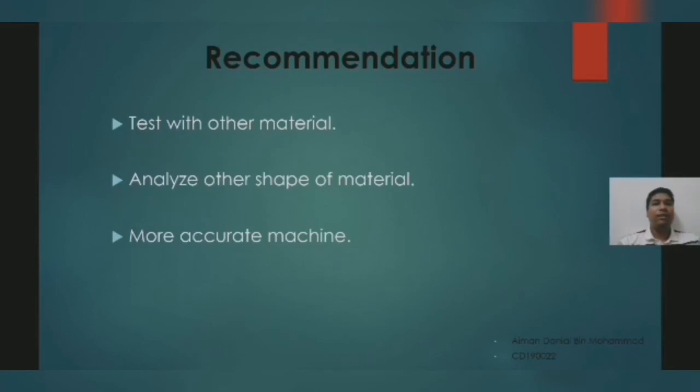Today I would like to present about recommendations. My first point is to test with other materials. We can test another material to study its strength and brittleness, such as alloy or cast iron. Second is to analyze other shapes of material. To analyze the deformation of material in shapes other than cylinder, such as square or tapered, because the angle of twist and diameter will differ with a different cross section and give different results.